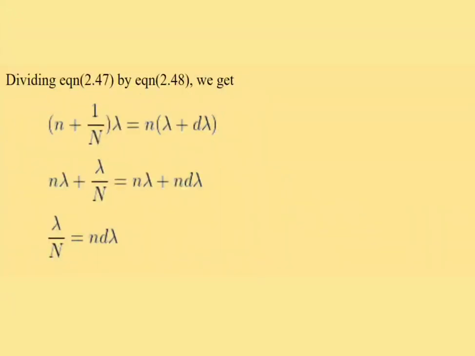Now by equating these equations, that means the LHS of both equations is equal, so comparing the RHS, we finally get small n into N plus 1 by N into lambda equals small n into lambda plus d lambda. Now multiplying out, n lambda plus n lambda by N equals n lambda plus n d lambda. On both sides, n lambda will be cancelled. Therefore lambda by N equals small n into d lambda.